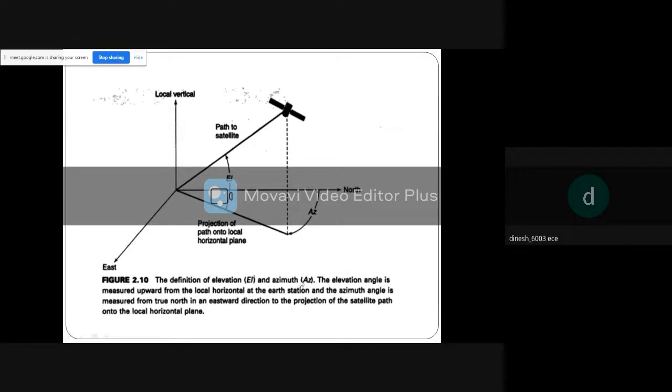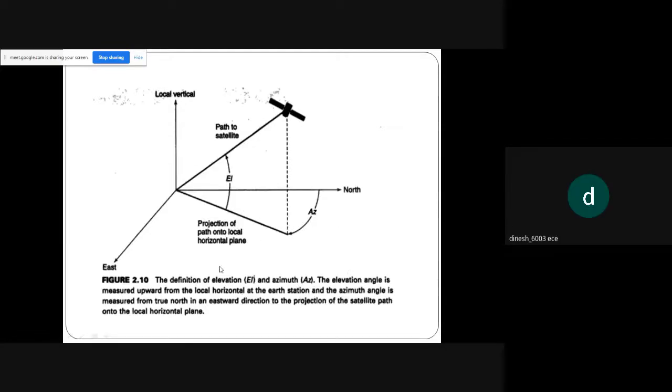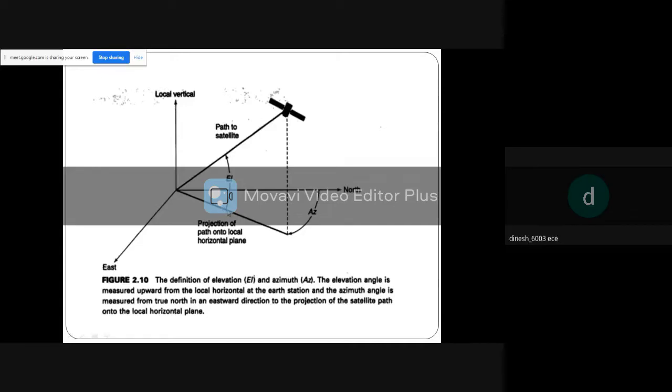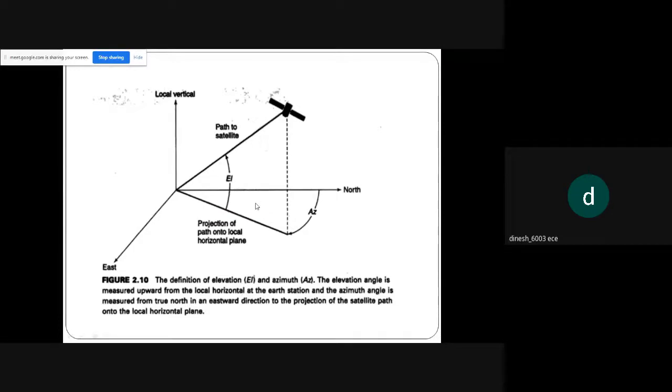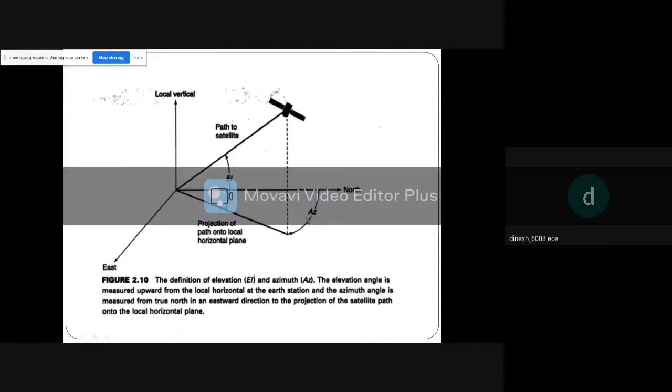So in short, you can say that the elevation angle is measured upward from the local horizontal at the Earth station antenna, and the azimuth angle is measured from true north in an eastward direction to the projection of the satellite path, which is falling on the local horizontal plane.